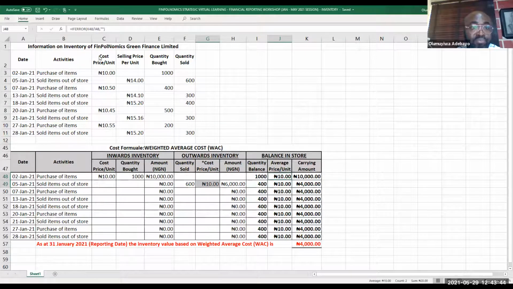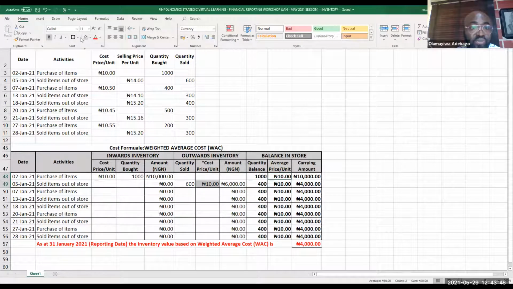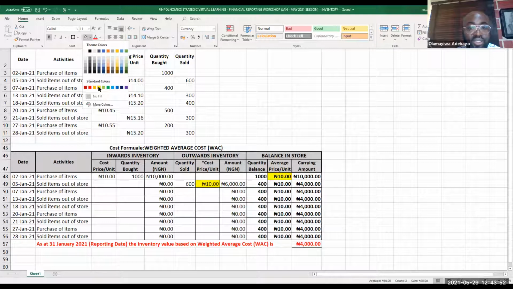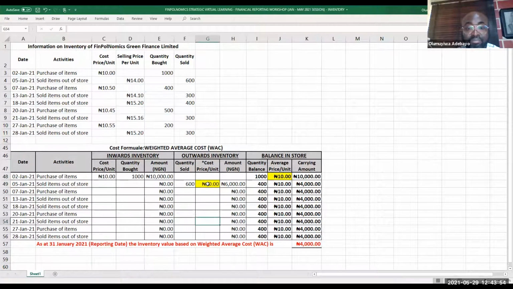Let me just show you here. I'll use color to pick it up. I'll call this the yellow, which means I'm picking the weighted average price prior to the issue out of stock. Okay, now additional items were purchased for 10.50 kobo and the units is 400. Therefore, we have gotten another weighted average price, which is 10.25 kobo.